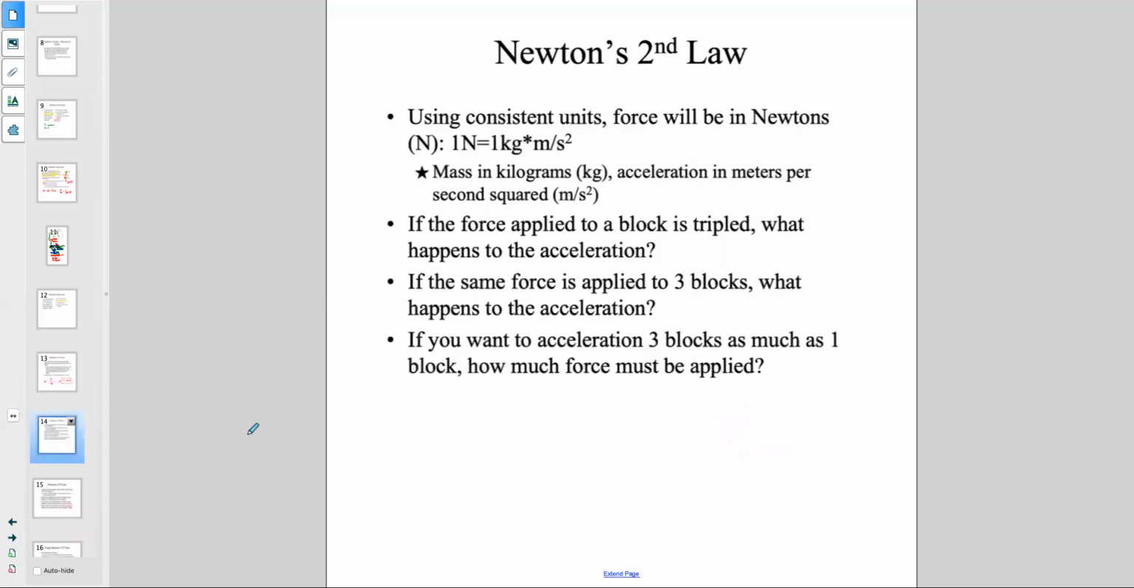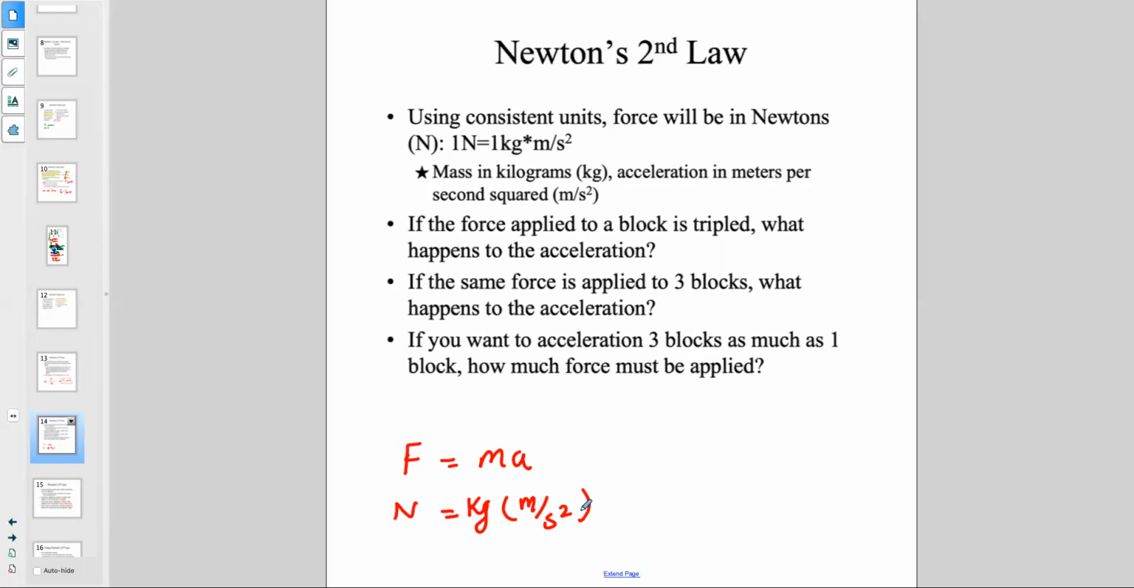So, using consistent units, remember, F equals ma, right? F is in Newtons. Mass is in kilograms. A is in meters per second squared, right? That's what we have here. So mass in kilograms, acceleration in meters per second squared, that will be 1 Newton.